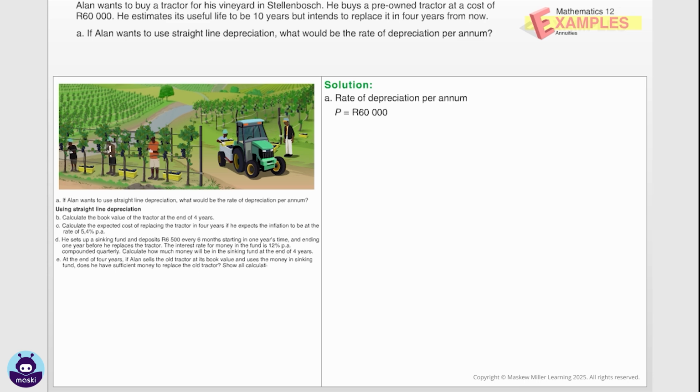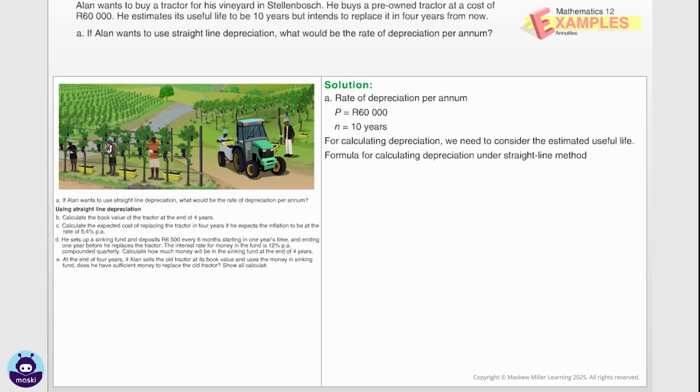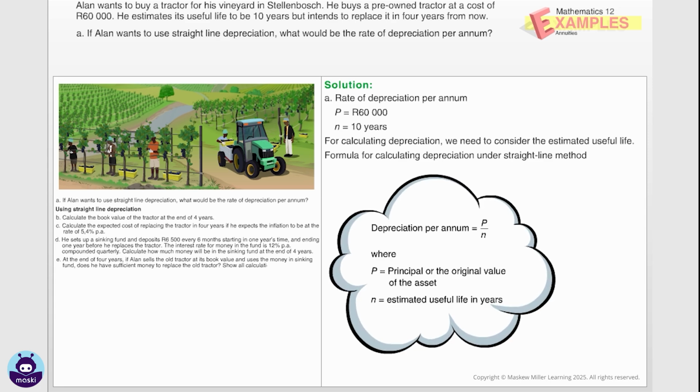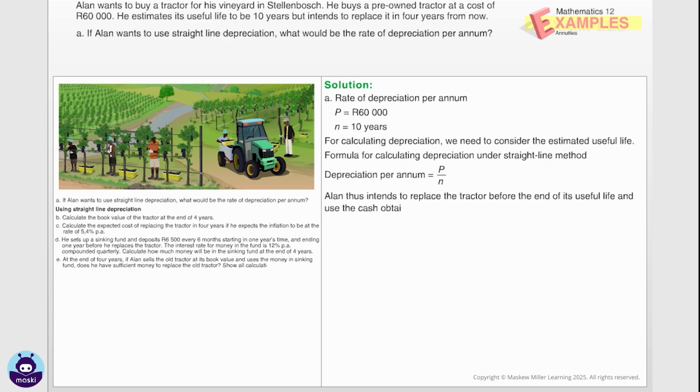Cost of tractor, P equals 60,000. Estimated useful life, N equals 10 years. Observe carefully that we have been given the estimated useful life as well as the time by when Alan intends to replace the tractor. For calculating depreciation, we need to consider the estimated useful life. Recall the formula for calculating depreciation under straight-line method. Alan thus intends to replace the tractor before the end of its useful life and use the cash obtained from resale to fund his purchase of the new tractor.